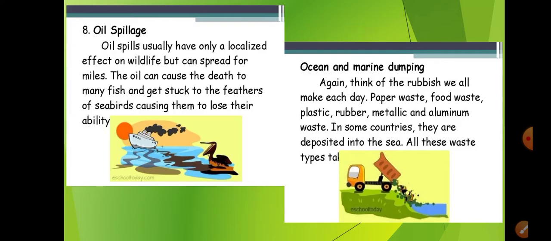So in such a way also the oil spillage is leading to oil pollution and damaging the animals and the plants of the water body. Next is your ocean and marine dumping.